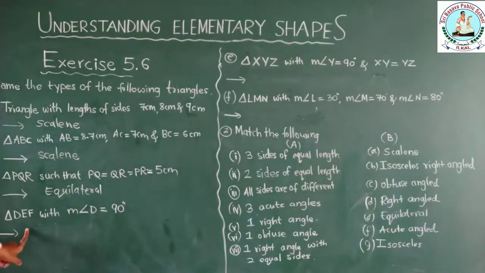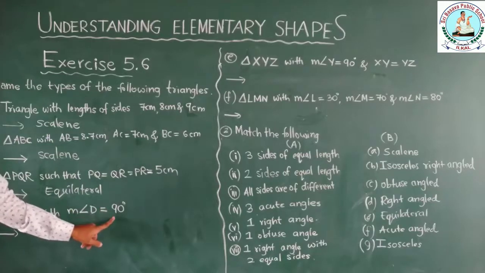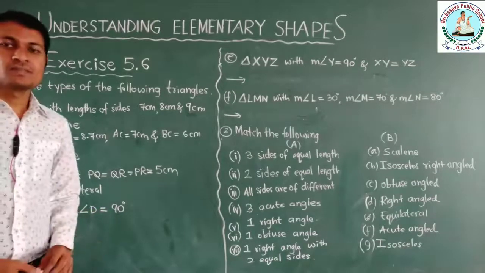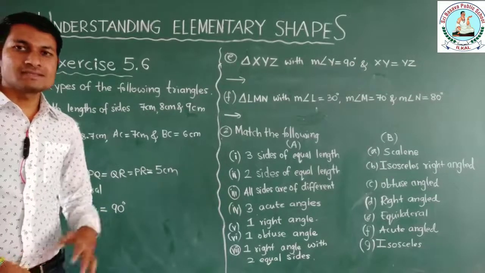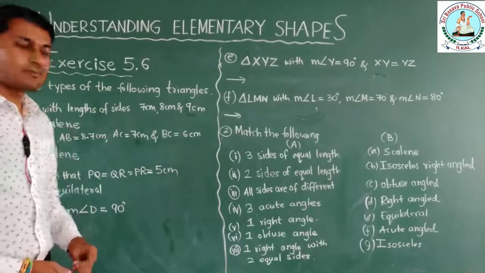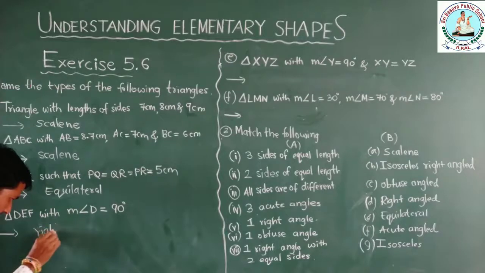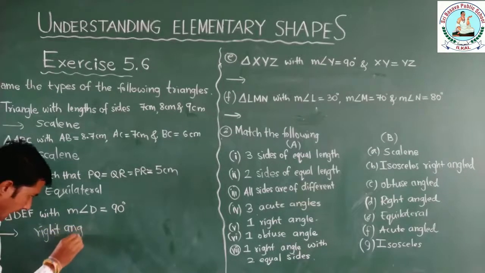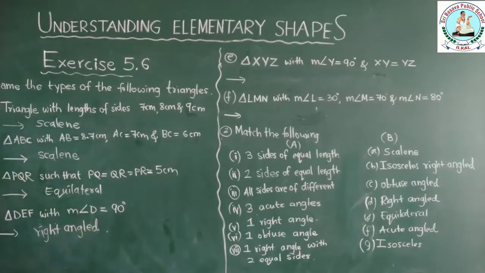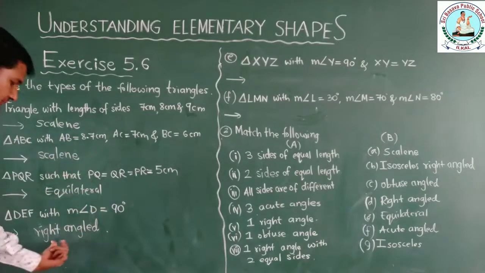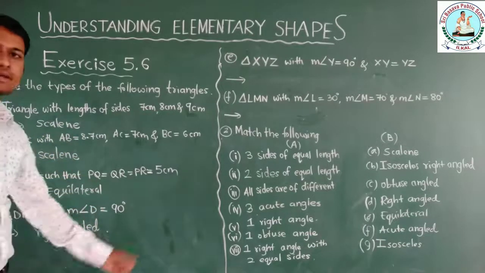Then let's go for the next statement, that is in the triangle DEF with the measurement of angle D being 90 degrees. So in a triangle, if the measure of one of the angles is 90 degrees, then such a type of triangle is called what? Right angle triangle. So it is a right angled triangle. I am not writing the word triangle in every case, I am just writing which type. So it is right angle triangle, you can write on your own.